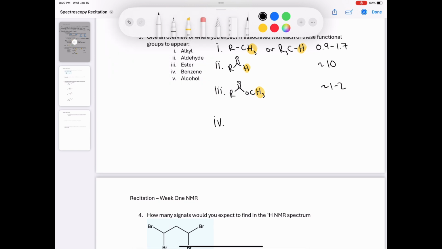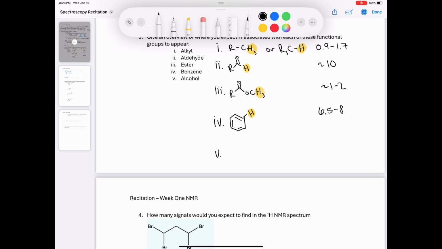Up next, we have a benzene ring, and despite being a carbon-hydrogen bond, the resonance that takes place within the ring ends up making the protons on the outside surprisingly deshielded, so these are going to be found between 6.5 to 8 parts per million.